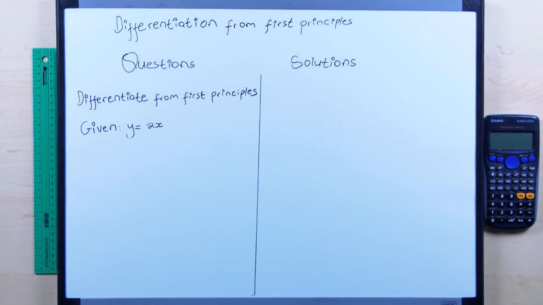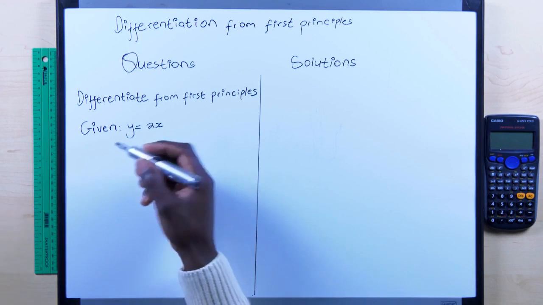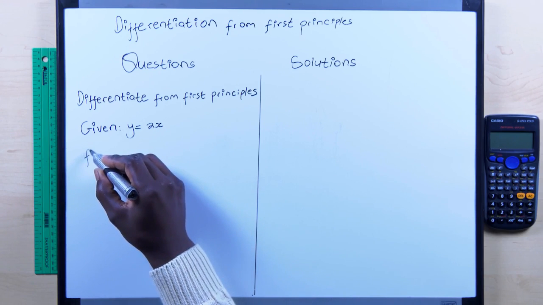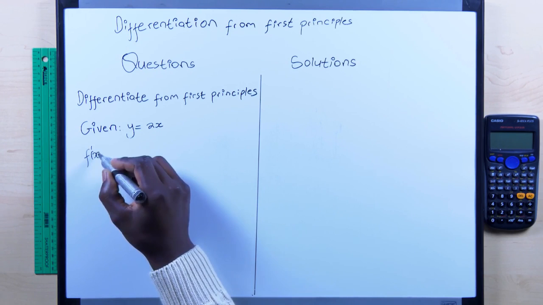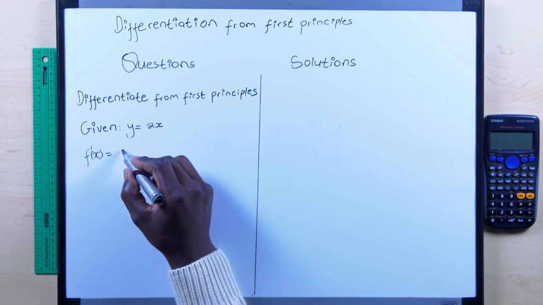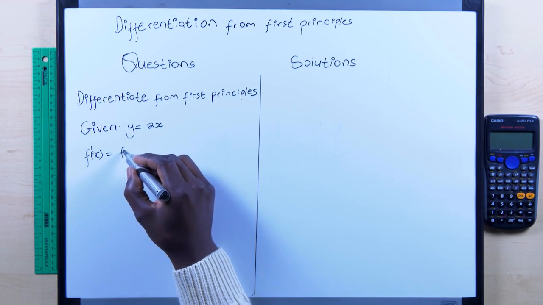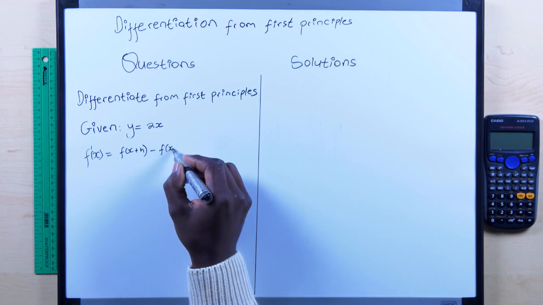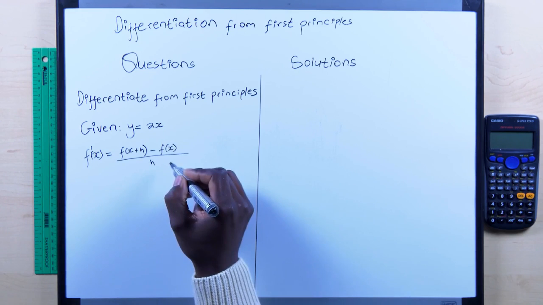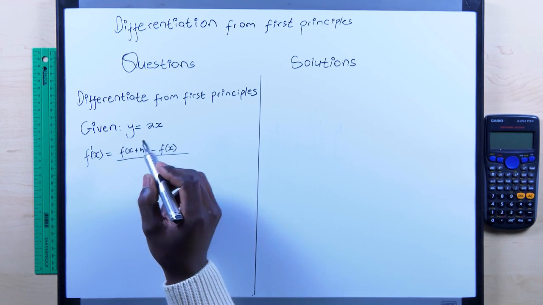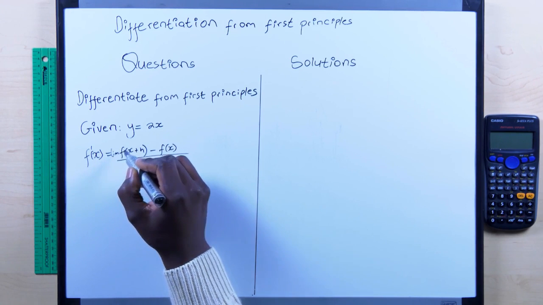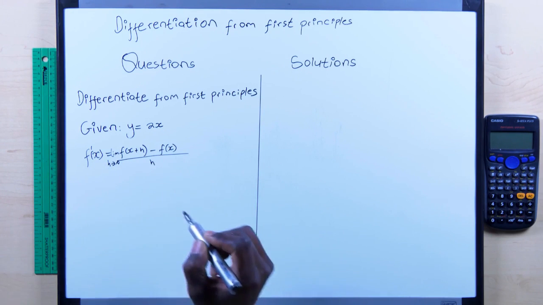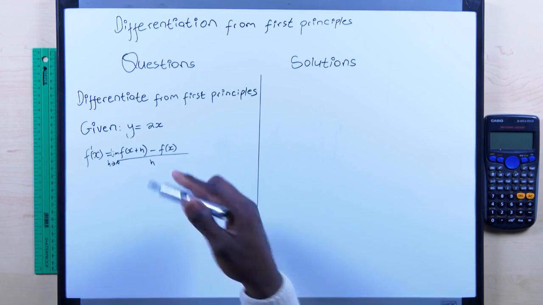Differentiation from first principles. Differentiate from first principles given y is equal to 2x. Now when they say differentiate from first principles, it means that you must be familiar with the principle which says f prime x should be equal to f of x plus h minus f of x, all over h. Now we must understand that this is, of course, with the limit as h approaches 0. In other words, they're saying differentiate this.